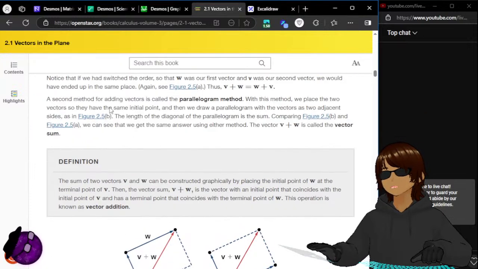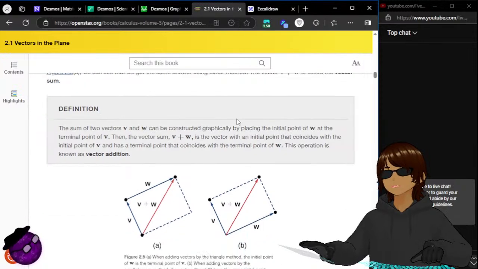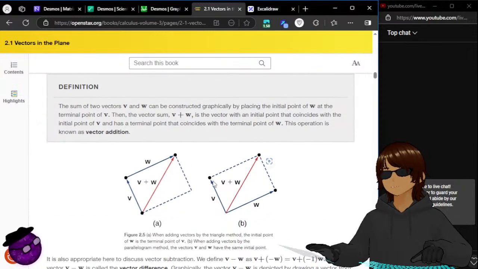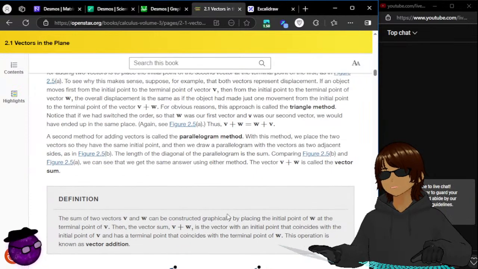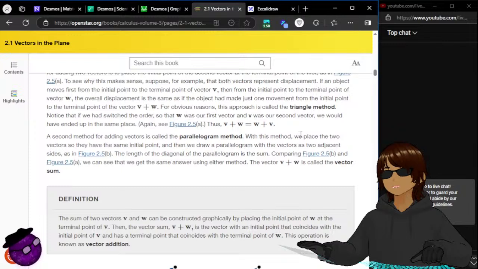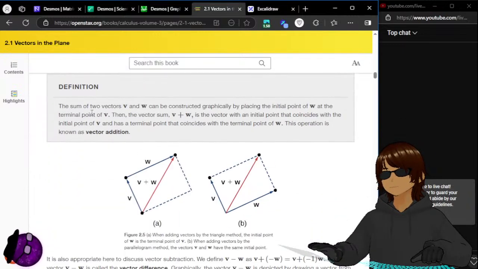The second method for adding vectors is called the parallelogram method. I think you're placing both the initial points at one point, and then you're making a parallelogram or a rectangle. With this method, we place the two vectors so they have the same initial point. Then we draw a parallelogram with the vectors as two adjacent sides.